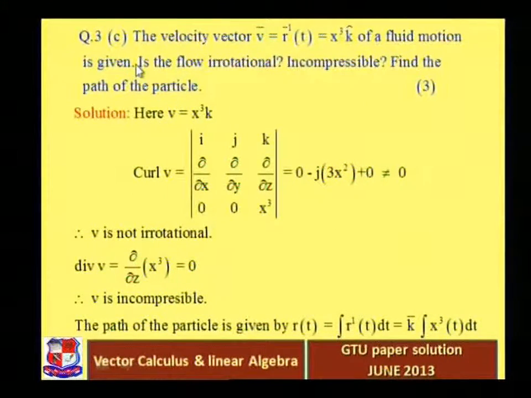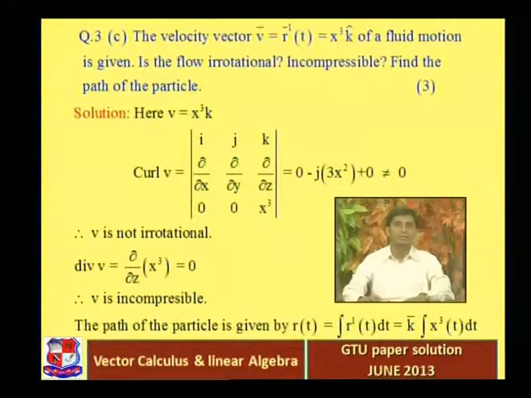question 3c. The velocity vector v, that is equal to r of t, that is equal to x cube k of a fluid motion is given. Is the fluid irrotational? The first question. The second question is whether it is incompressible, and then find the path of the particle, right. So here is the question. Here v is equal to x cube k.